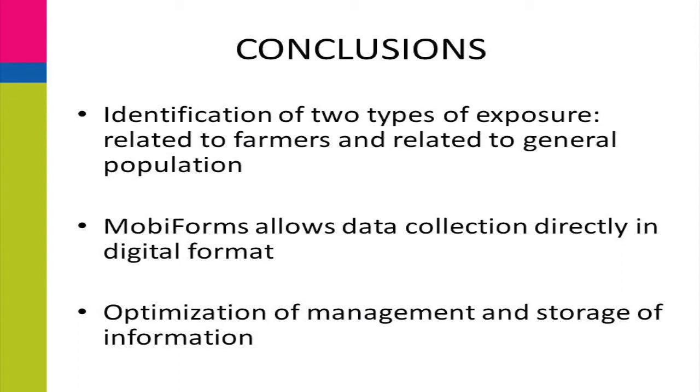The results have identified two forms of exposure. Farmers who are exposed to different types of pesticides and have worked without the use of personal protective equipment. And the general population, who are exposed to intensive use of pesticides in the nearby sugarcane fields and the abandoned factory where highly toxic pesticides were formulated.